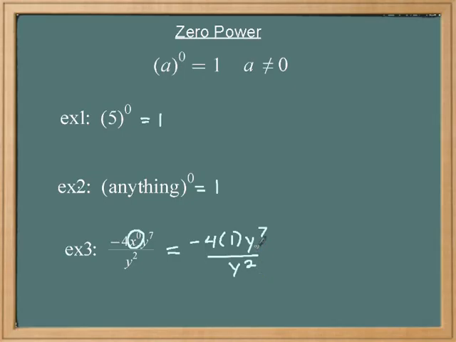So I have more y's up than down by how many? You'd be correct if you said 5 because 7 minus 2 is 5. And also, I just now have to evaluate what a negative 4 times 1 is, and it's negative 4. So negative 4 y to the 5th is my final answer.